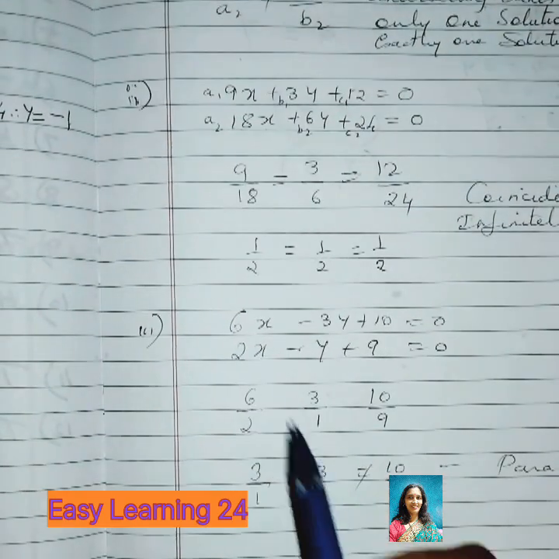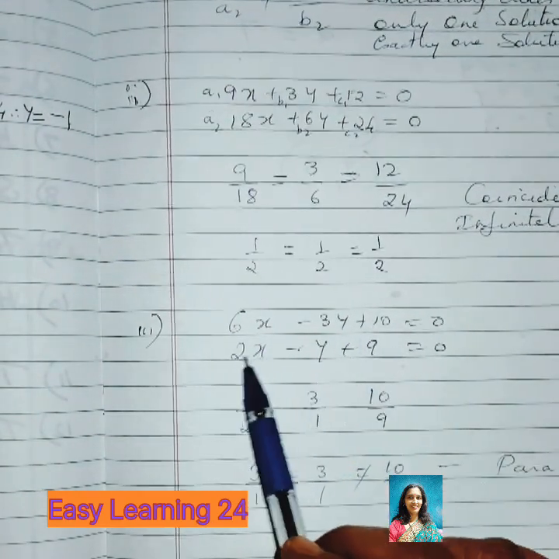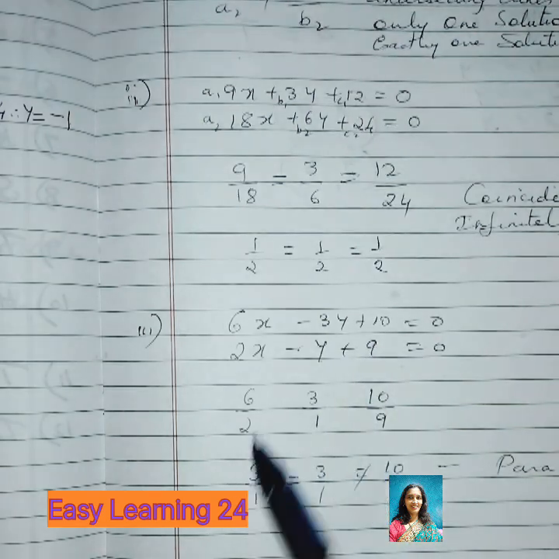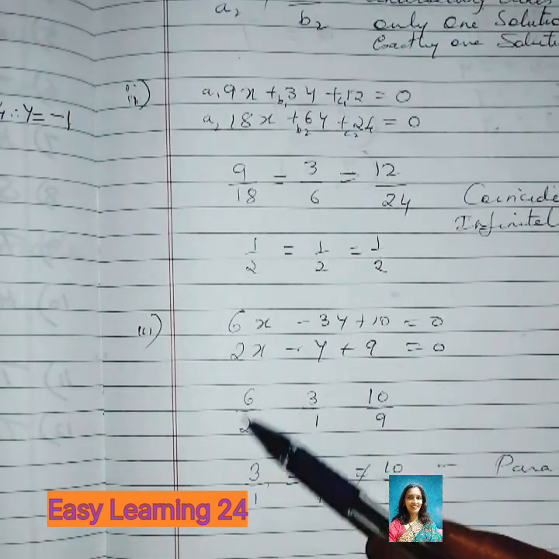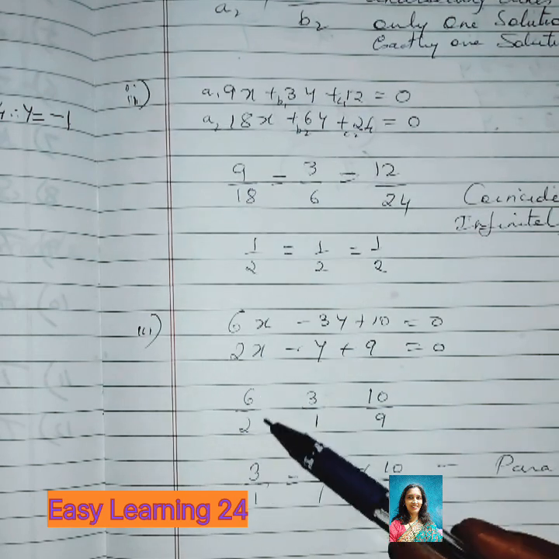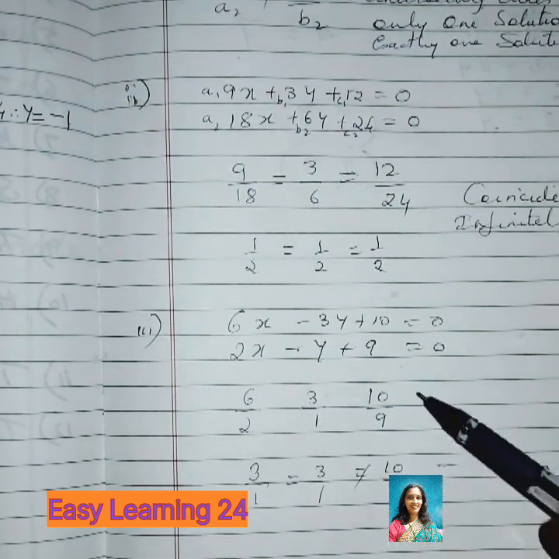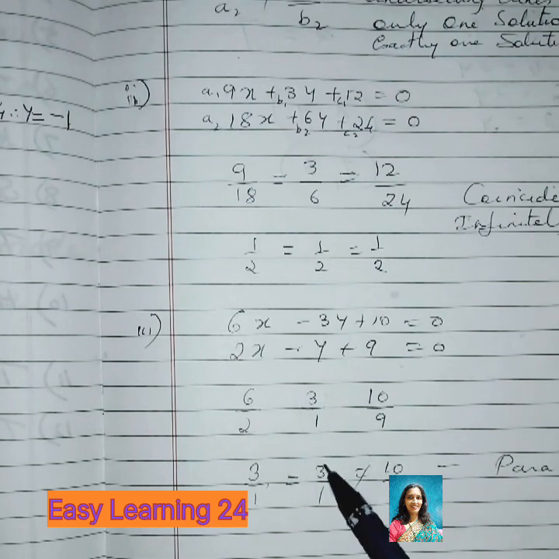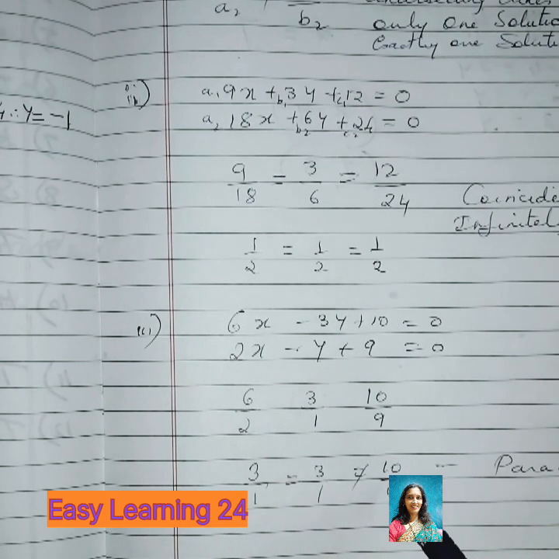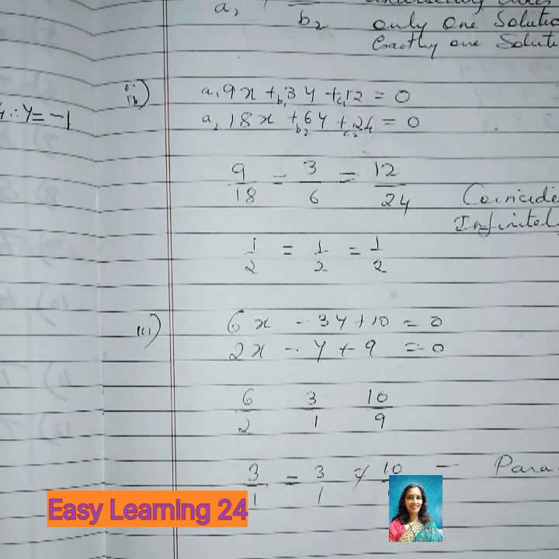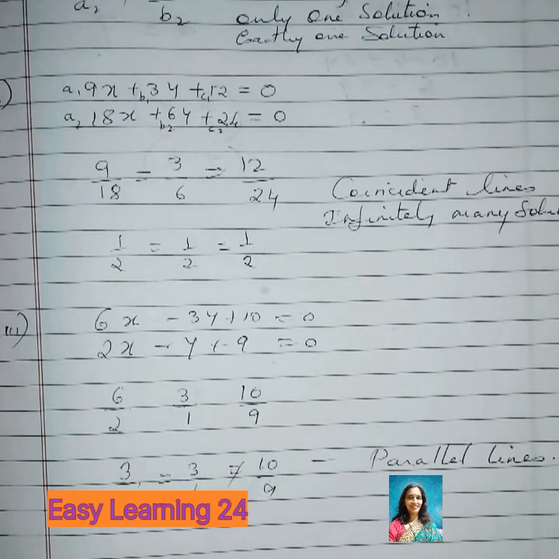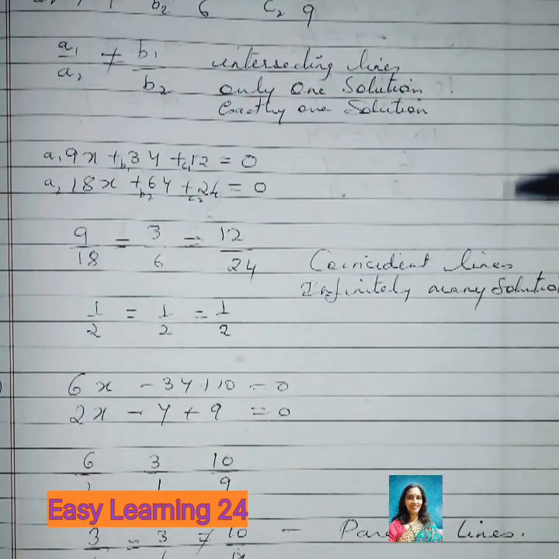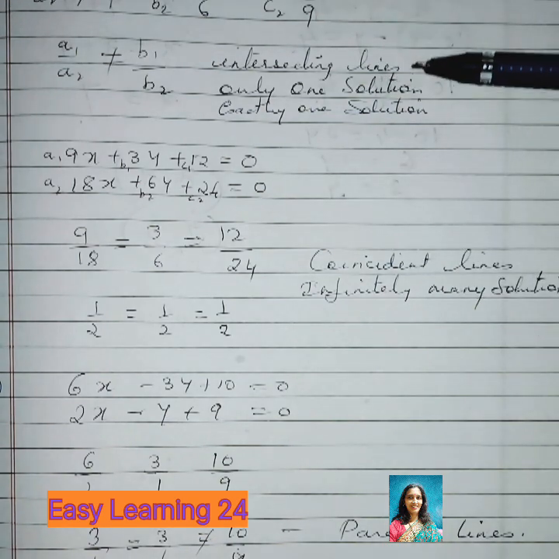And the third one is 6x minus 3y plus 10, 2x minus y plus 9. Now A1 upon A2, B1 upon B2 and C1 upon C2: 6 upon 2, 3 upon 1 and 10 upon 9. These two are equal, but this is not equal to C1 upon C2. Therefore, the lines are parallel. These are parallel lines. Okay. These are coincident lines and these are intersecting lines.